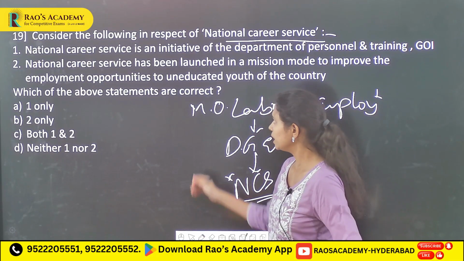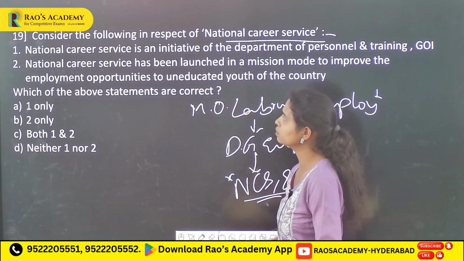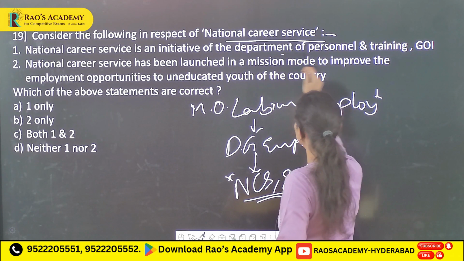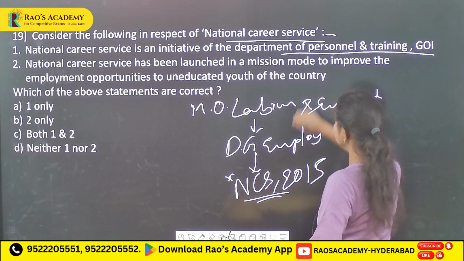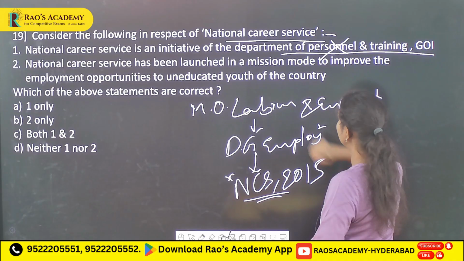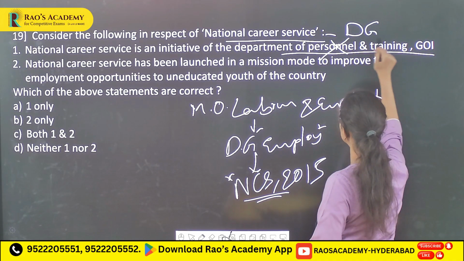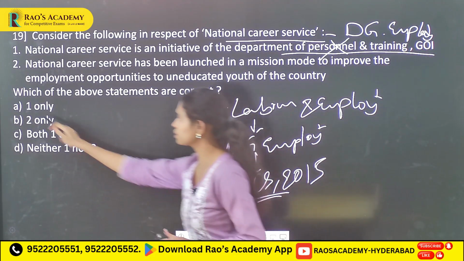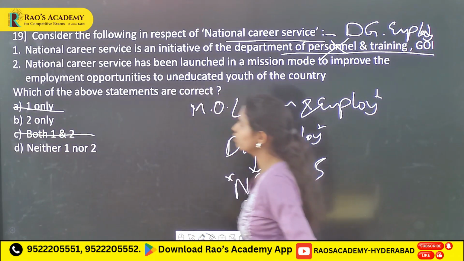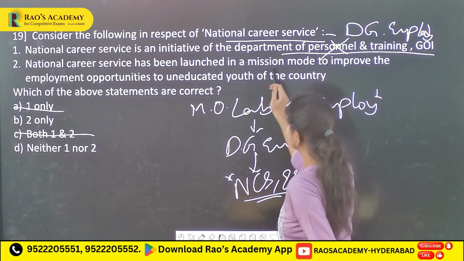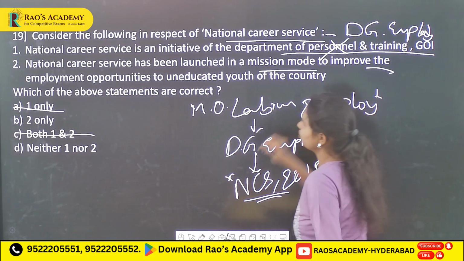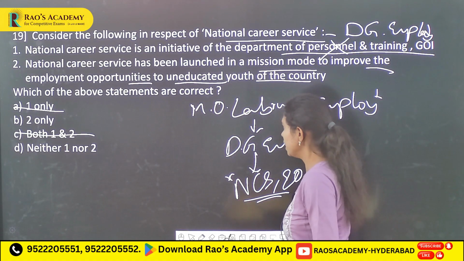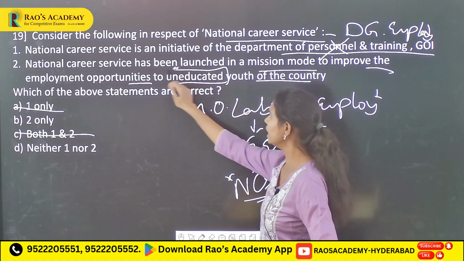So if you see the different statements with regard to National Career Service, the first says it is an initiative of the Department of Personnel and Training. It is not the Department of Personnel and Training, but actually the Directorate General of Employment. So the first one is incorrect. Then, National Career Service has been launched in a mission mode in order to improve the employment opportunities for uneducated youth of the country. Here it mentions the uneducated youth.